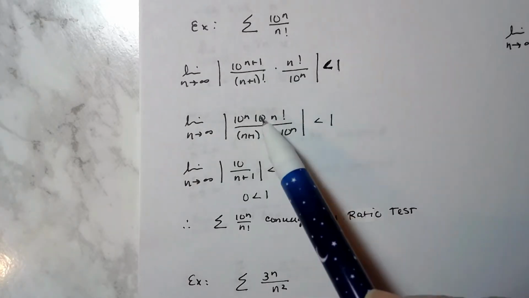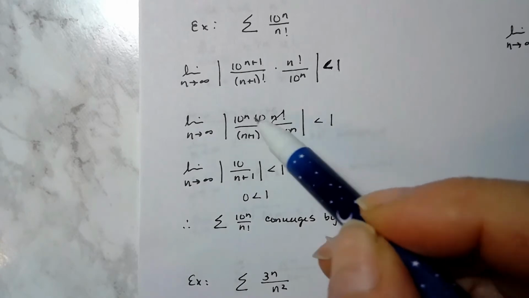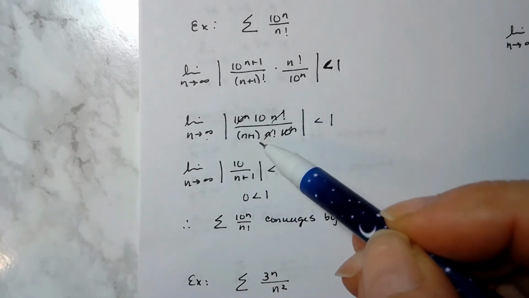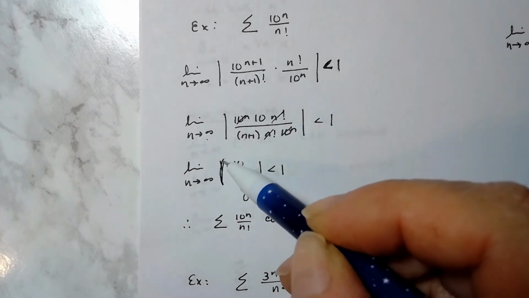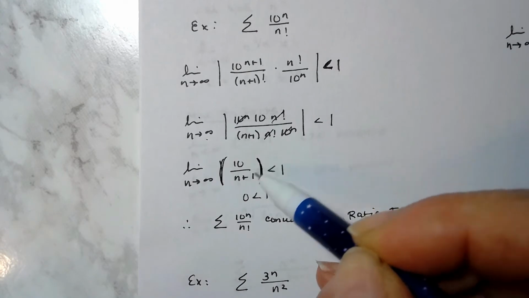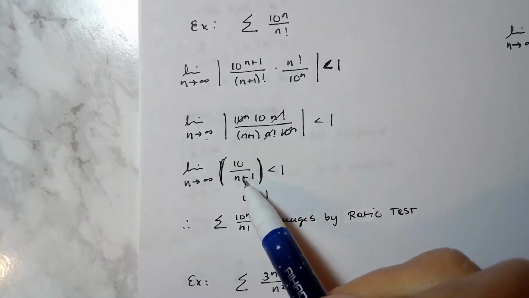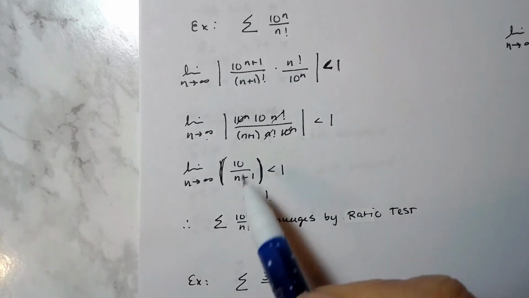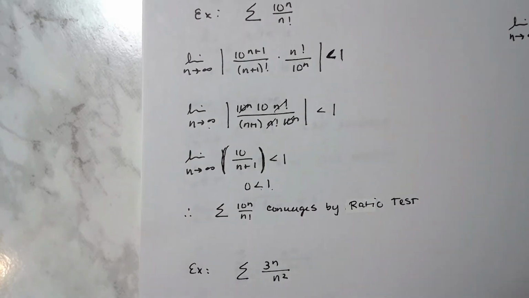Using rules of exponents, we can simplify it a little bit more like that, so we can cancel those n factorials and those 10 to the n. So what we're left with is the limit of 10 over n plus 1. And by the way, at this point here, I can say I applied the absolute value and put this in parentheses if I want to, because there's nothing negative in there. When I take the limit, right, I have 10 over infinity, which is 0. That's less than 1. So I can say that the original series converges by the ratio test.